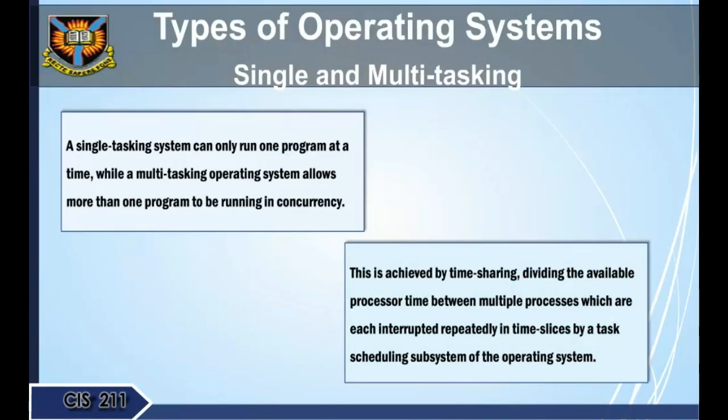Types of operating systems: single and multitasking. A single tasking system can only run one program at a time, while a multitasking operating system allows more than one program to be running concurrently. This is achieved by time sharing, dividing the available processor time between multiple processes, which are each interrupted repeatedly in time slices by a task scheduling subsystem of the operating system.